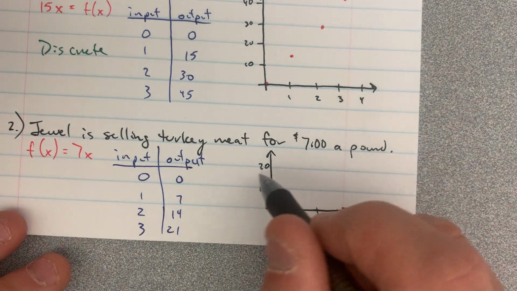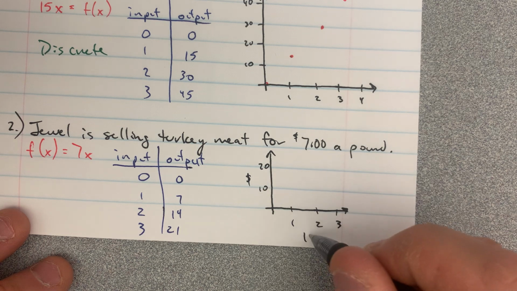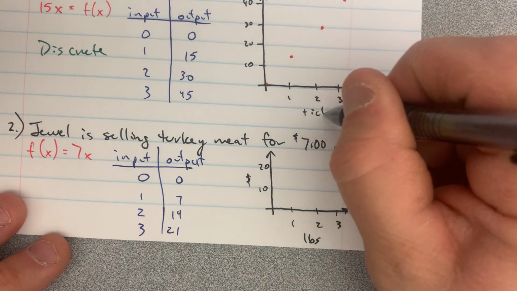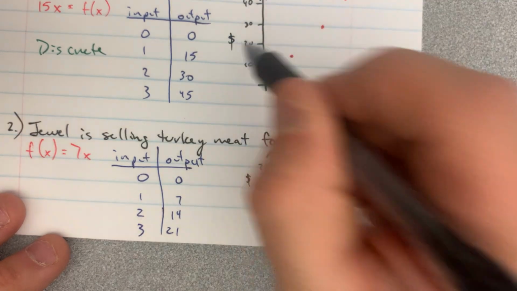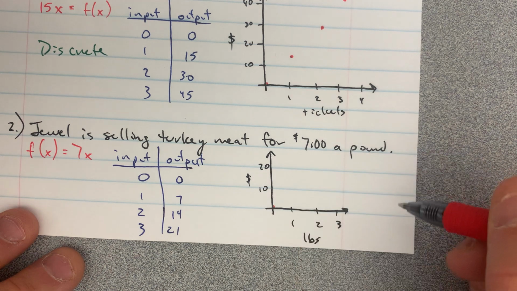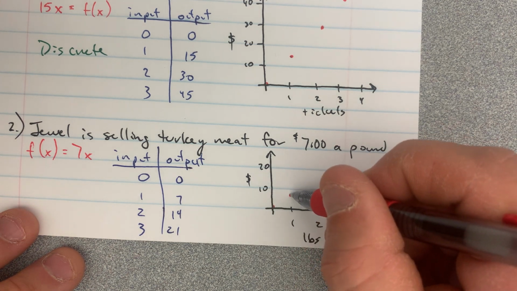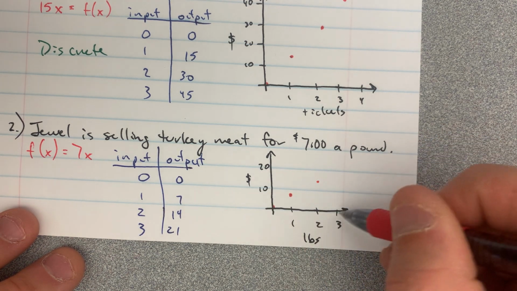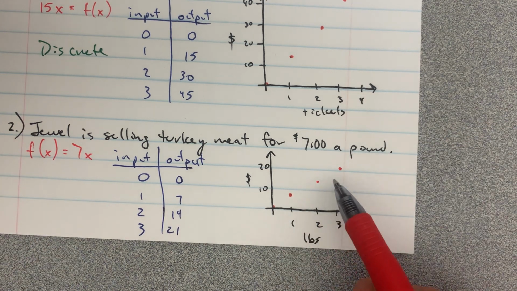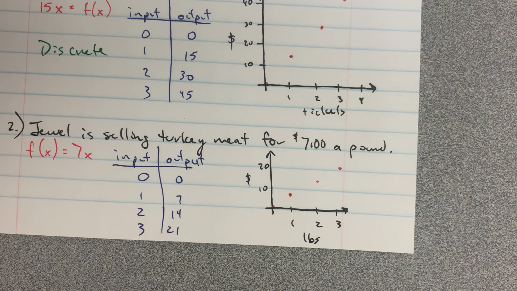So over here, this would be dollars. This is lbs for pounds. I guess we should put that up here. Dollars. So 0 pounds is $0. 1 pound is about 7. 2 is about 14. 3 is about 21. It is linear. You can see that straight line for our makeshift graph.